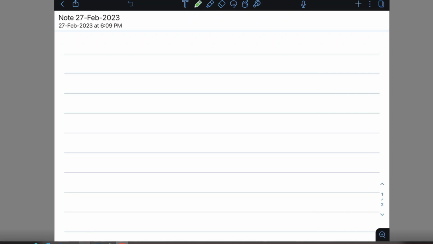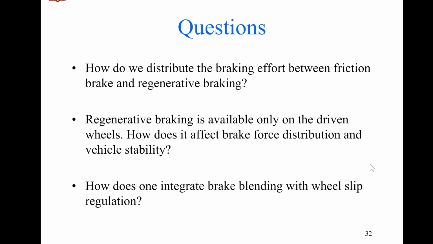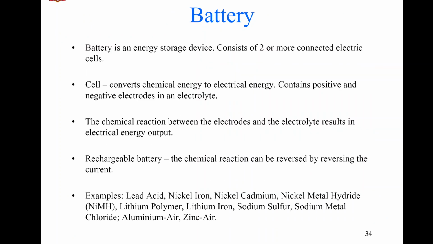And now, coming back to the discussion I wanted to have today, that is on the batteries. So today we will be discussing some things on the batteries and see how it goes.